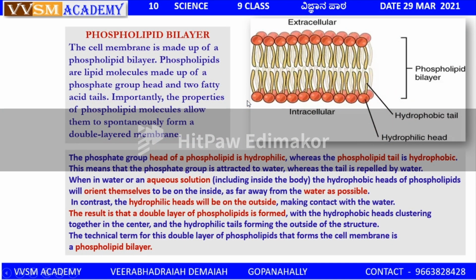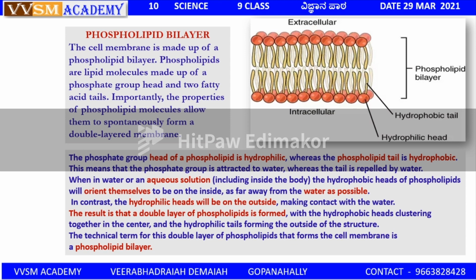The cell membrane is made up of a phospholipid bilayer, as I told you. These are lipid molecules made up of a phosphate group head and two fatty acid tails. Importantly, the properties of phospholipid molecules allow them to spontaneously form a double layered membrane. This is the internal structure, the head and tail to tail arrangement: the phospholipid bilayer.